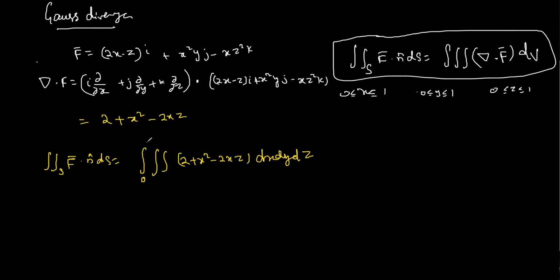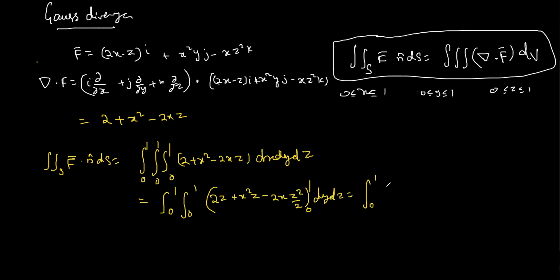X goes from 0 to 1, Y goes from 0 to 1, and Z goes from 0 to 1. Integrate one by one. First, we integrate with respect to Z. You can start from any one because all limits are constant. 0 to 1 is 1. When you put 1, you will get x square minus x.